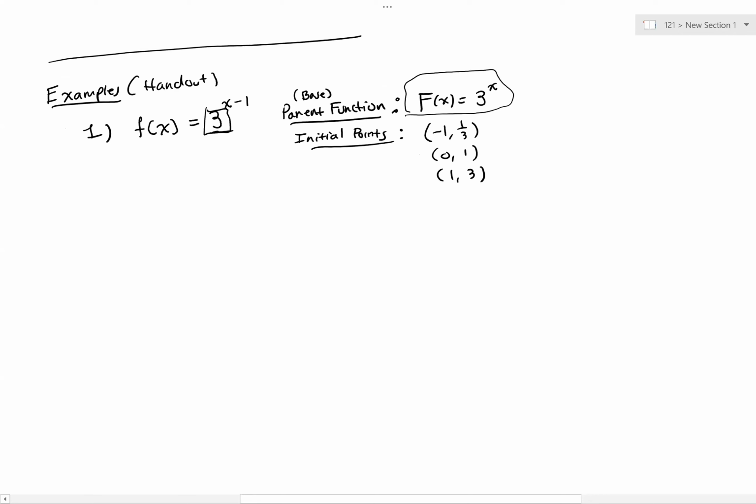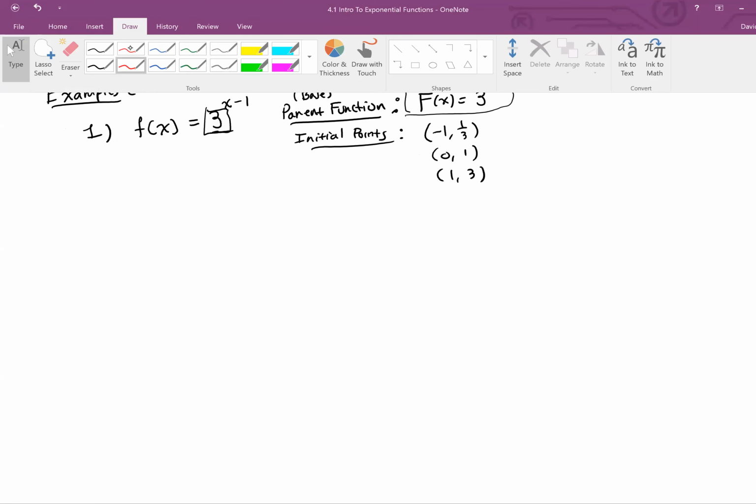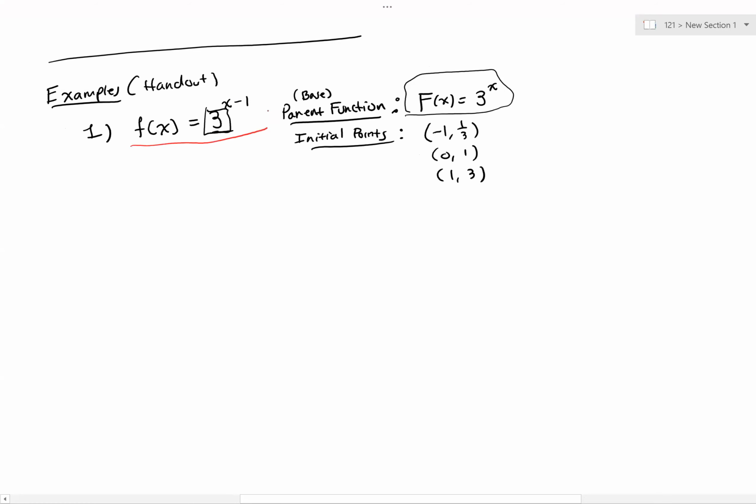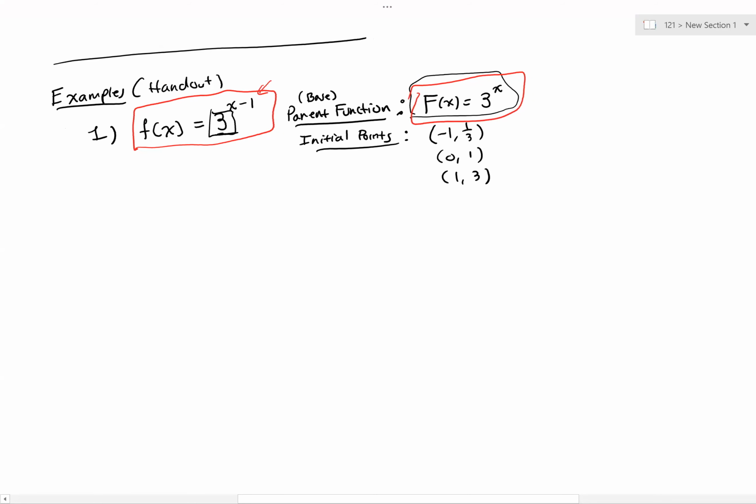Then we have to identify the transformations. So the transformations: what's different between the function that we're asked to graph and our parent function? Well, the only difference is in the exponent. That means you can narrow it down to one of those 3 horizontal transformations. So what is happening to x? Well, we're either adding or subtracting something from x, multiplying some positive number to x, or maybe there's a negative sign in front. Okay, in this case, we're subtracting 1.